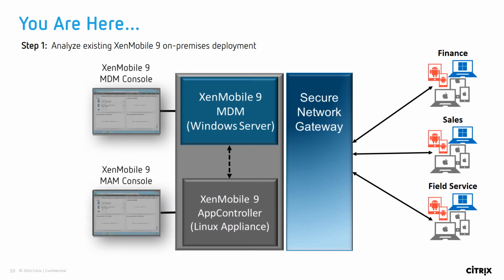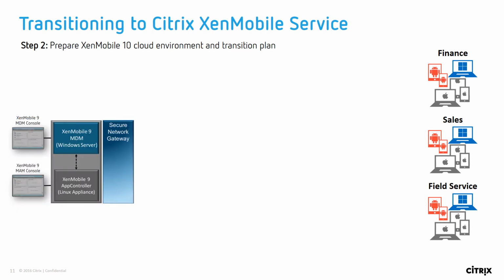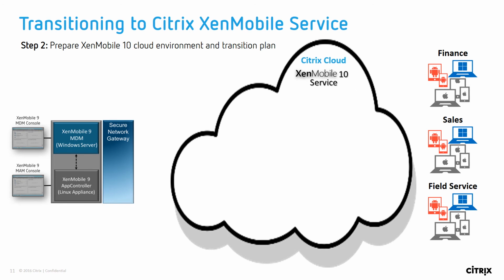The first step is to analyze your existing XenMobile 9 on-premises deployment for things like devices in use, policies, and required apps. The next step is to prepare the XenMobile 10 cloud environment and a transition plan.